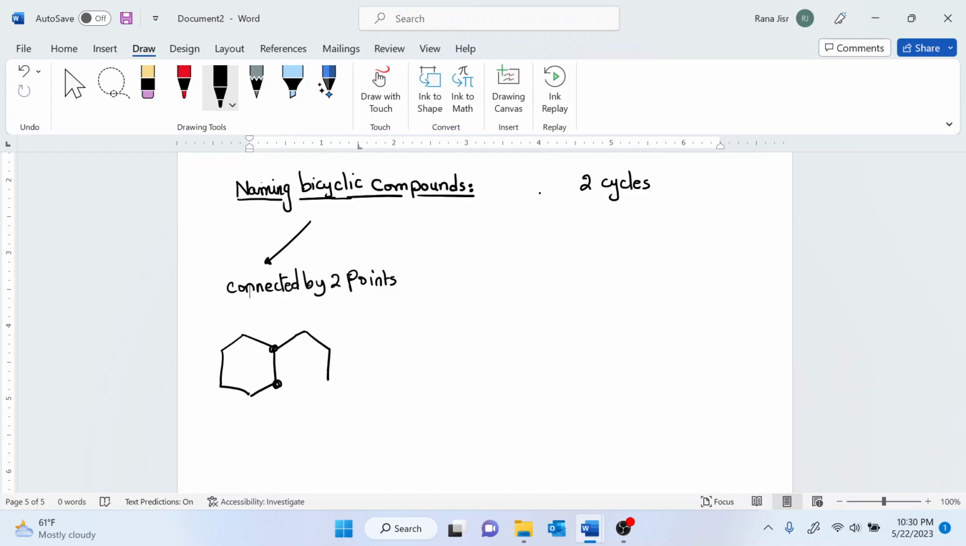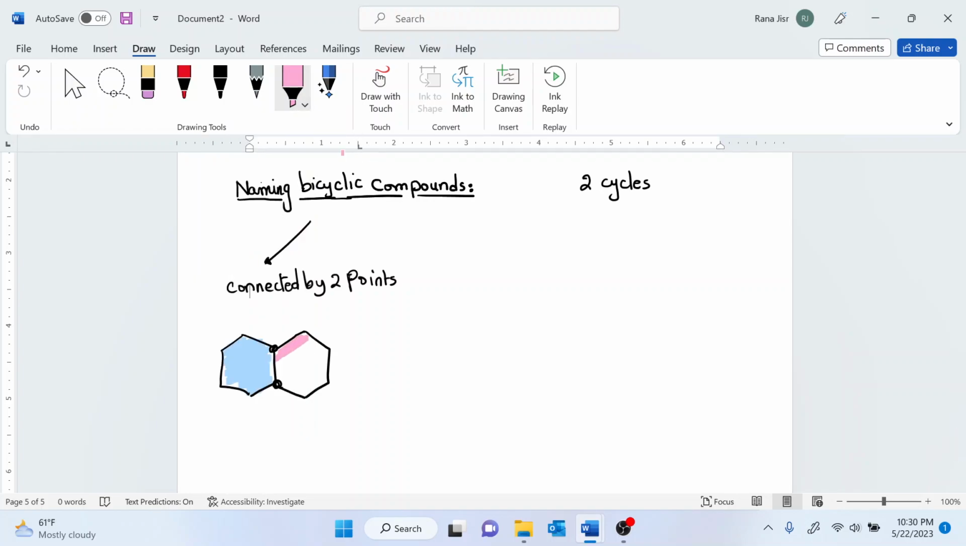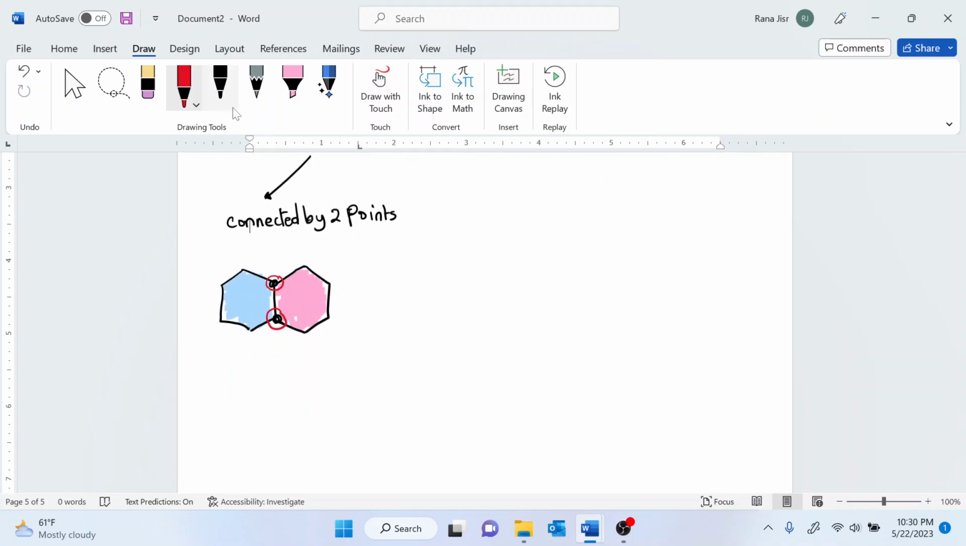And I have here an example of two cycles. Each cycle is made up of 6 carbons here. So this is going to be the first cycle. And this is going to be the second cycle. And those two cycles are connected by 2 points. Now notice that these two cycles are fused with each other. So this type here, we're going to call it fused bicyclic system.